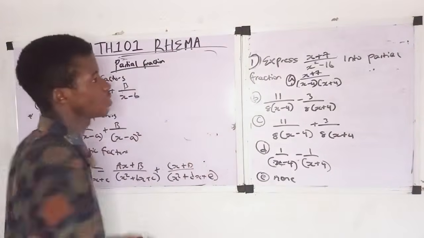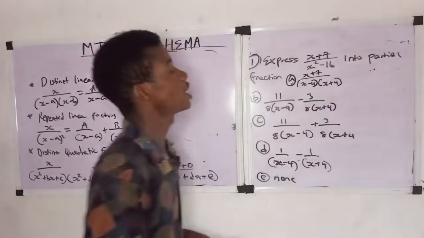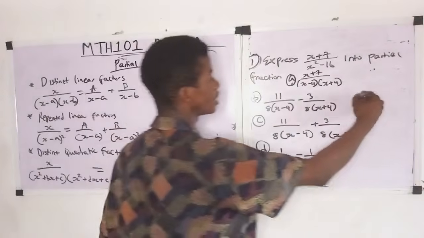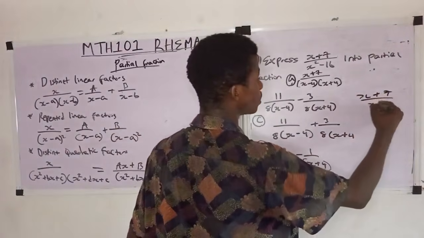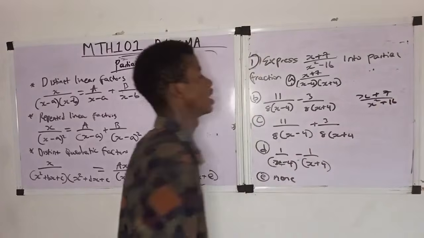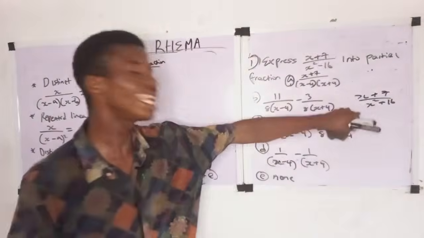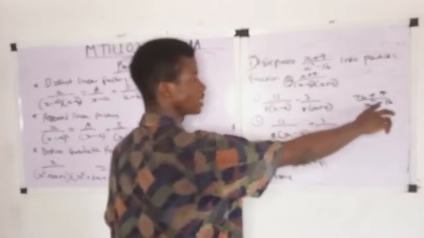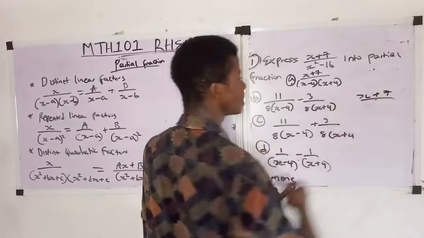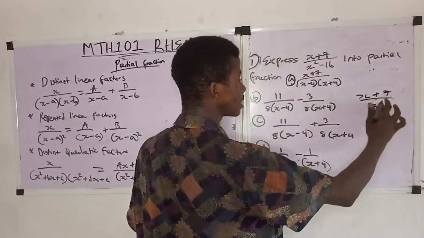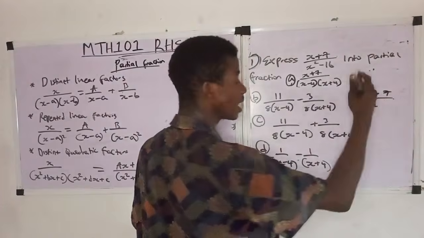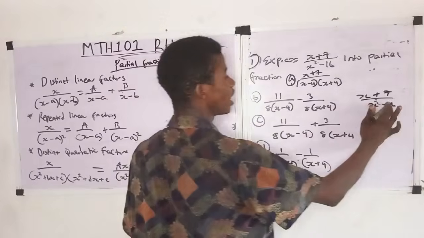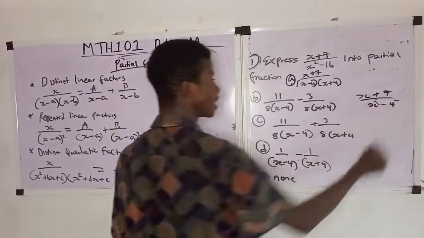Now let's try this very first question. They said express s plus 7 divide s square minus 16 into partial fraction. So we have s plus 7 divide s square minus 16, right? Now let's decompose this partial fraction. Do you know that this s square minus 16 is still something as s square minus 4 square, right?